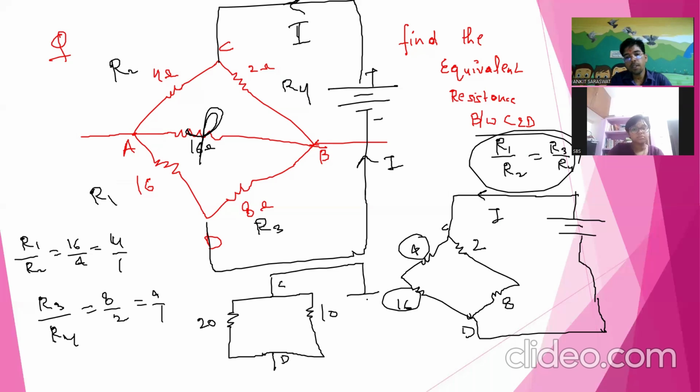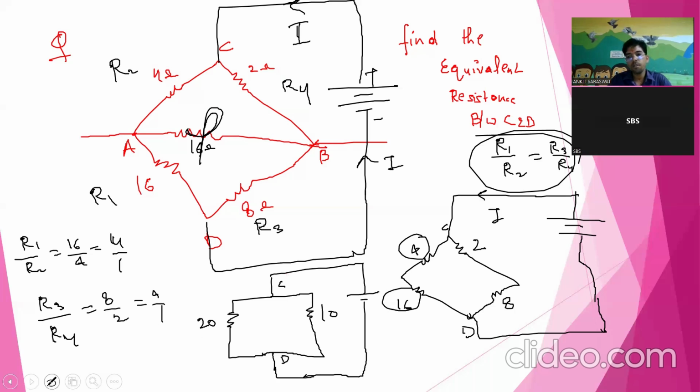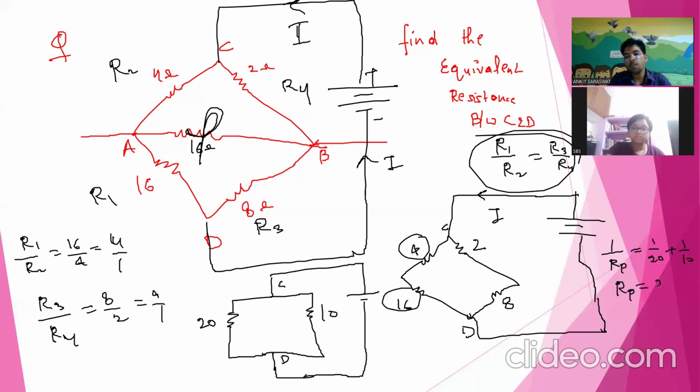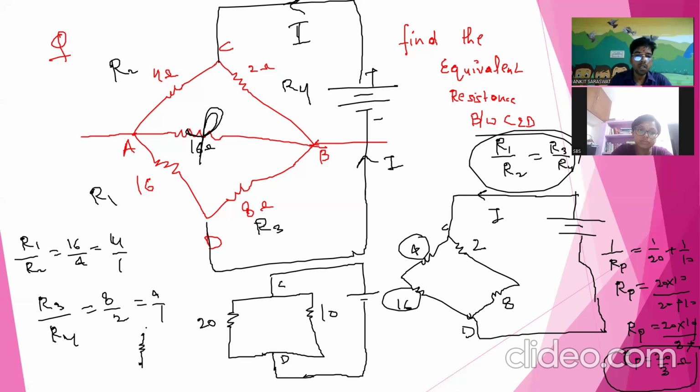Then in between C and D, we have connected a cell or battery. Then 20 and 10 are in parallel. Clear? What is the equivalent? 1 upon Rp is equal to 1 upon 20 plus 1 upon 10. Rp will be 20 into 10 by 20 plus 10. It will be 200 by 30, that is 20 by 3. So the equivalent resistance between C and D is 20 by 3.